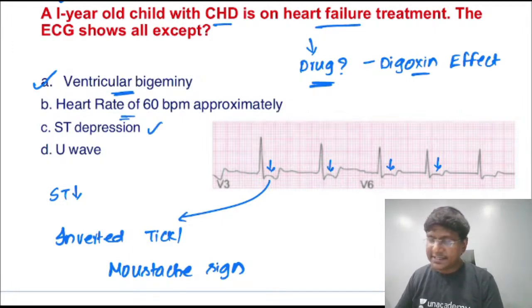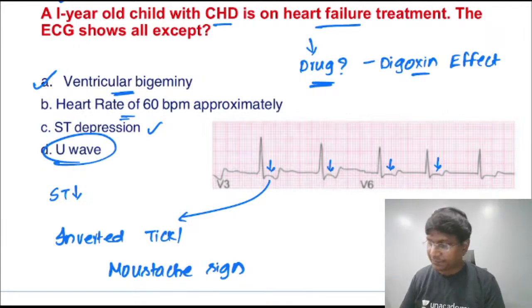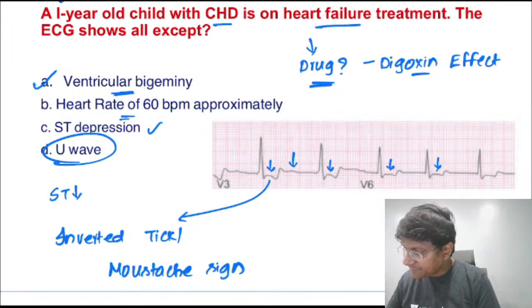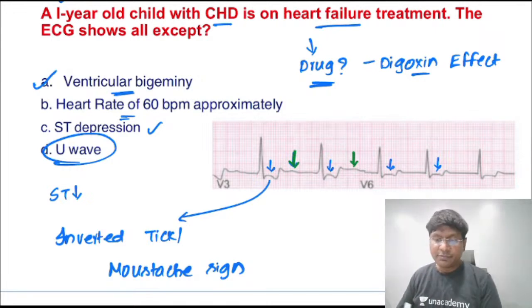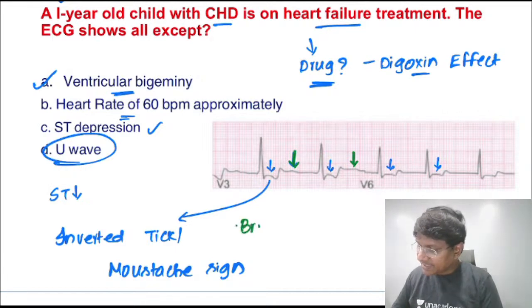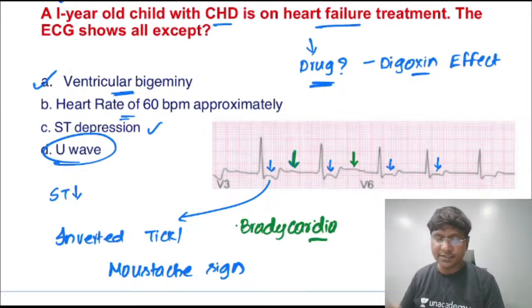And if you calculate the heart rate, roughly it is around 60 beats per minute. That is true. But what about the U wave? Yes, you are observing the U wave. The ones which I am marking with green color, they are all the U waves. Whenever the patient has bradycardia, there can be appearance of the U wave. So this patient is having the U wave.